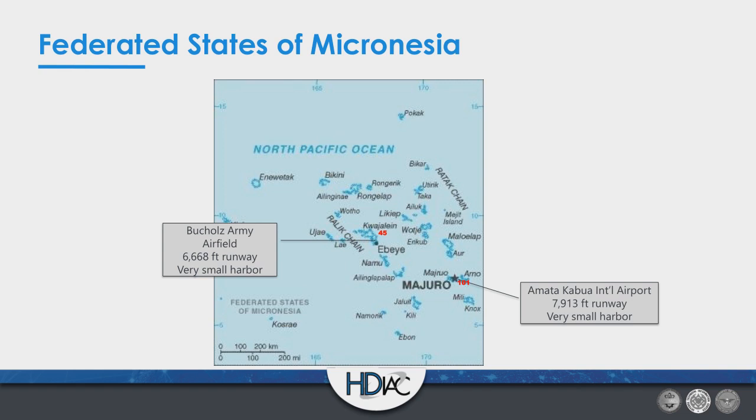Your primary method of getting in is going to be Buchholz Army Airfield to the west, and the international airport to the east, kind of to the southeast there. But a lot of these islands are inhabited, at least to some degree. And I know in the southwest, Kosrae is inhabited. Niwetak is inhabited there to the northwest. And so, again, you're very limited in what you can bring to bear in many of these areas.